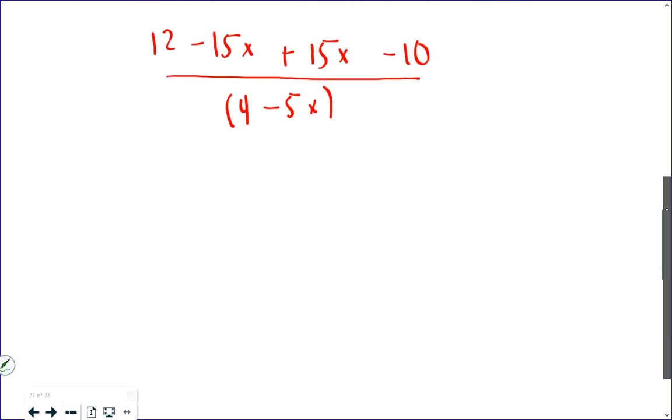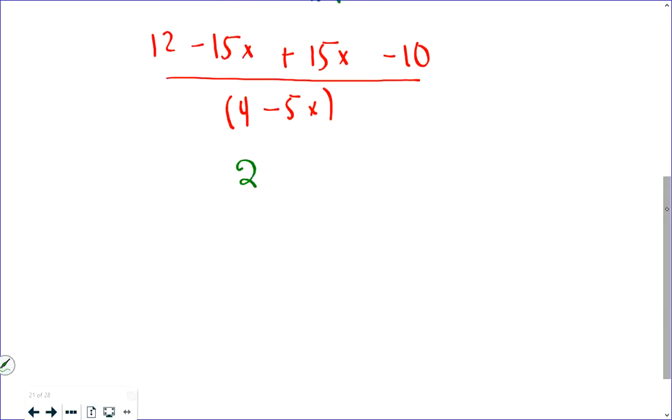So we have 12 minus 10. The derivative is 2 over, and I forgot my squared here. The derivative is 2 over 4 minus 5x quantity squared.